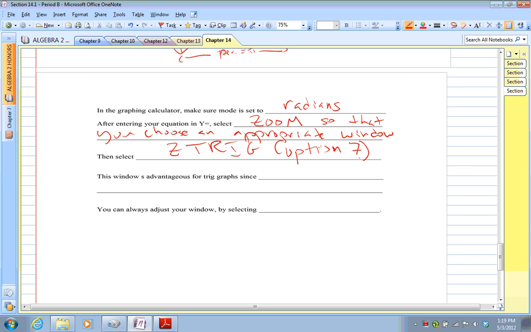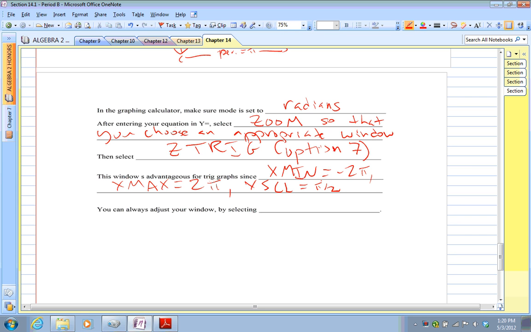So you get the curve. And the reason why this is advantageous or appropriate, it makes x min equal to negative 2 pi. It makes x max, well, close to 2 pi, not exactly. It makes x max very close to 2 pi. And it makes your scale equal to pi over 2. So if you look at the graph, you see how that's one cycle, and then to the left of the y-axis, there's another cycle. The period's 2 pi, we expect that. The amplitude's 1. We expect that as well.